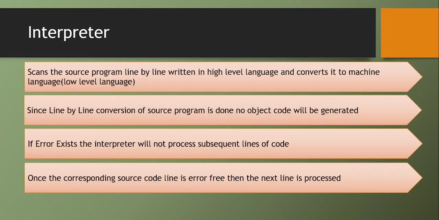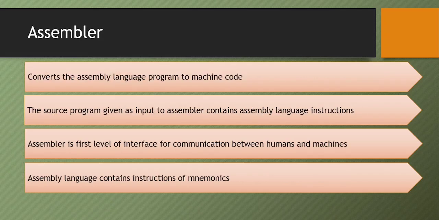And as far as errors are concerned, it is similar to a compiler. If the program violates the rules of the language, obviously it will generate an error. So the interpreter also will report an error. If an error occurs in the first line, it won't go to the second line. Or if an error occurs in any line, it won't go to the subsequent line. So it will stop over there. Once the corresponding source code is error free, then it will go for the next line. So this is how an interpreter works.